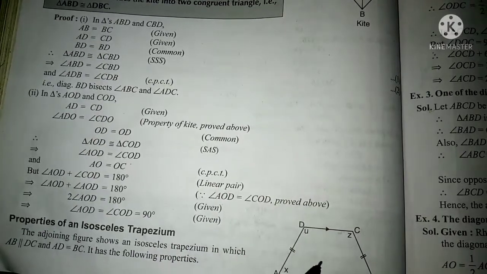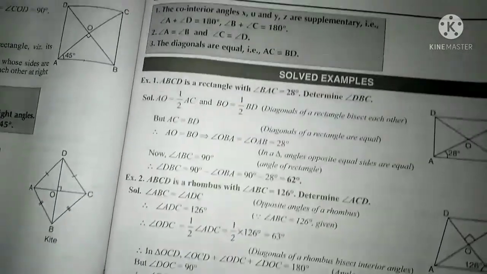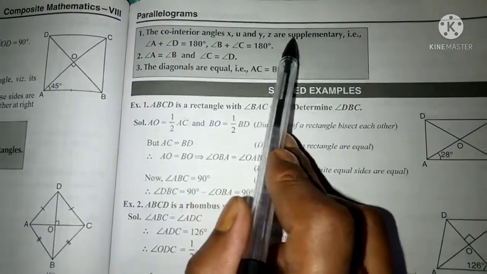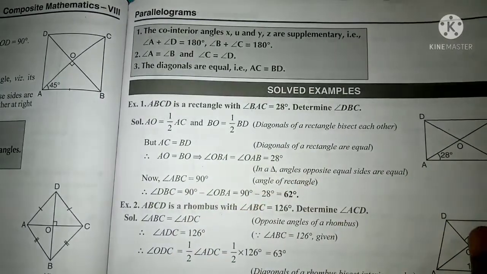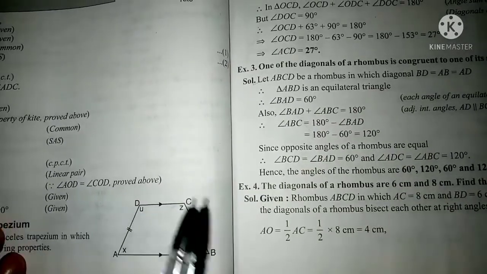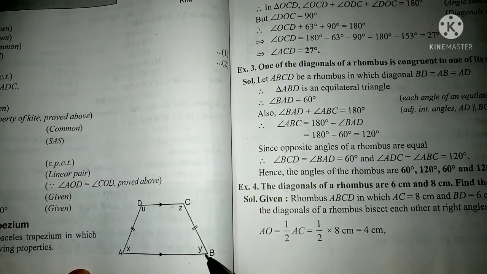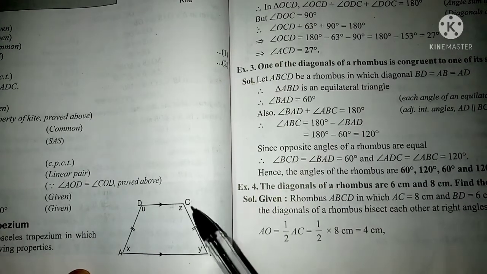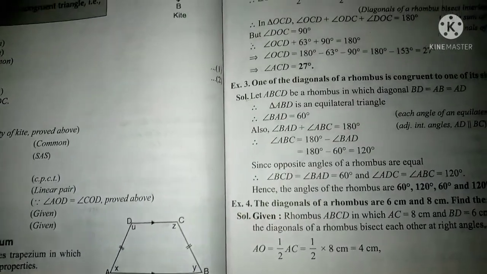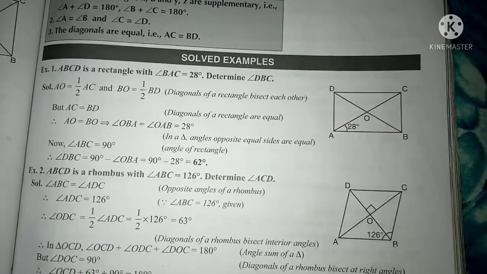Then next we have the properties of an isosceles trapezium. You can see here, this is our isosceles trapezium. The co-interior angles x and u, x and y, and y and z are supplementary. That means the sum of these co-interior angles is always 180 degrees, or you can say supplementary.